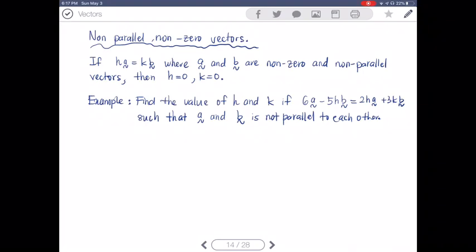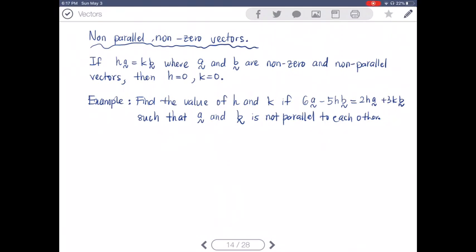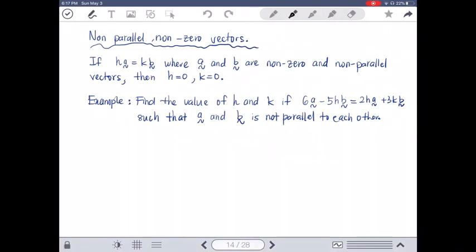Okay, before we start with questions, I just want to talk about non-parallel and non-zero vectors. This subtopic, or the properties for this type of question, is always asked in the SPM examination. So what are non-zero, non-parallel vectors?